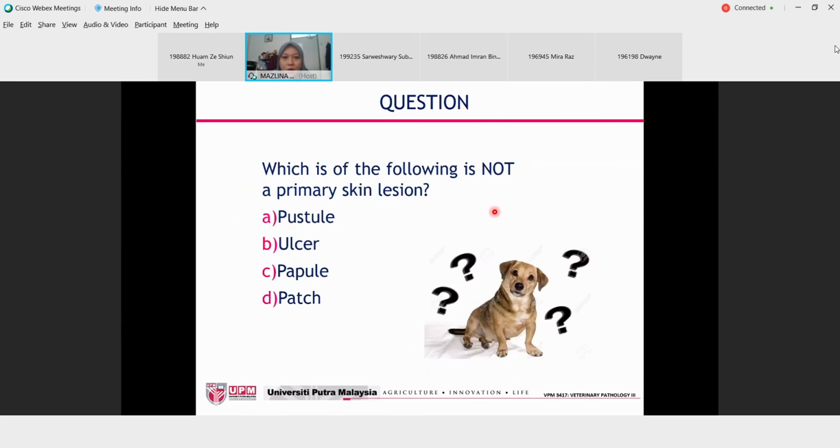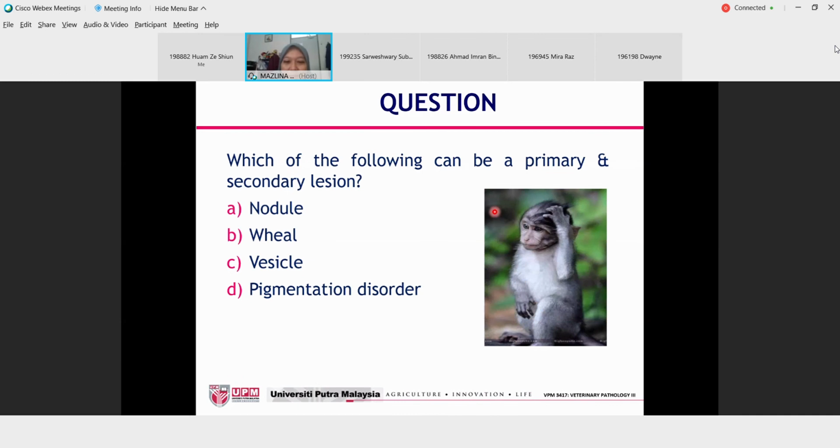Alright. First question, which is not a primary skin lesion? Ulcer. Yes, very good. Very easy question. Right, next question. Which one can be a primary and also a secondary lesion? Pigmentation disorder. Yes, very good.